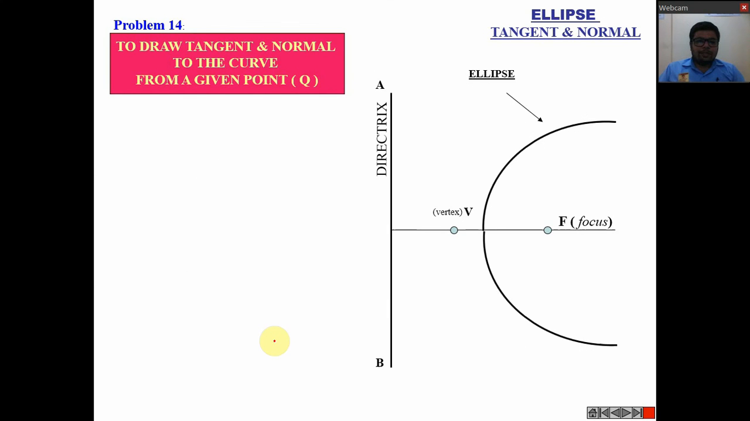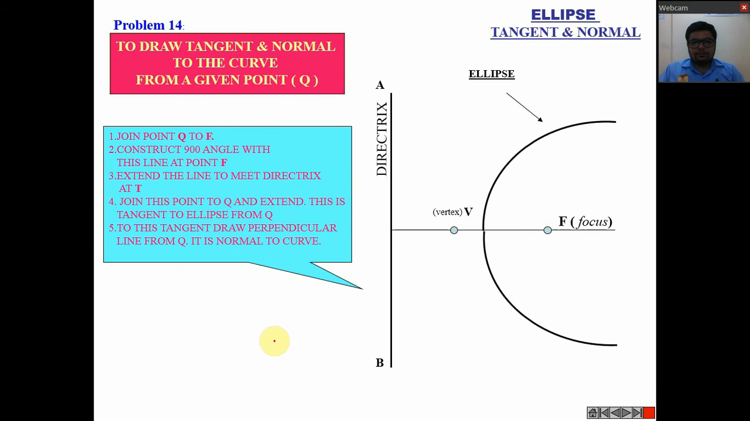Again a point will be given, and for that you have to draw the tangent and normal. So first of all, point Q is suppose given here. You have to join point Q with the focus point F. Then from there you have to take the 90-degree angle here, and from that you have to draw a line which will intersect with the directrix.